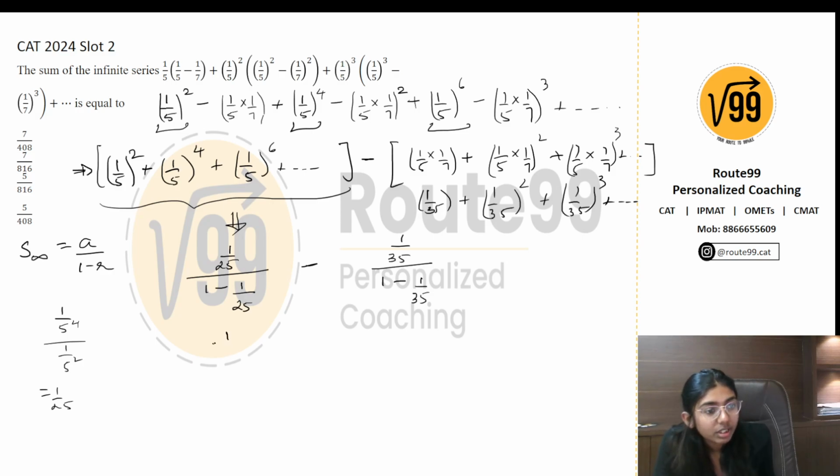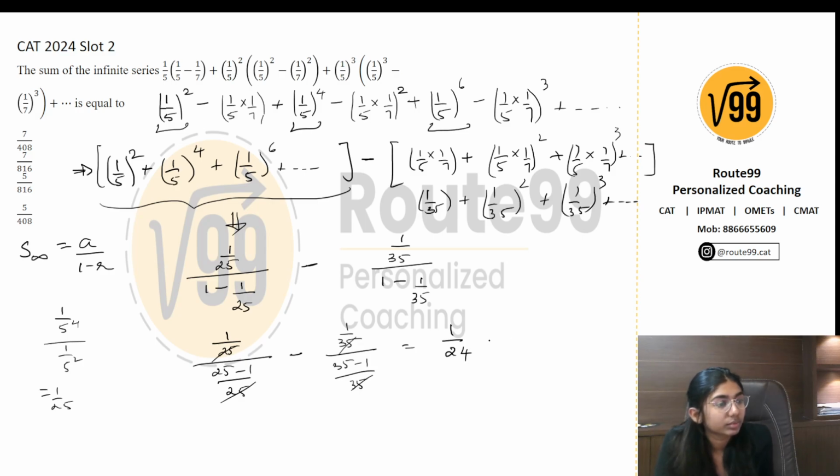So 1 upon 25 upon 25 minus 1 upon 25, the 25 and 25 get cancelled, minus 1 upon 35 upon 35 minus 1 upon 35, this gets cancelled. So you are left with 1 upon 24 minus 1 upon 34. So if you solve this, you will get the answer.